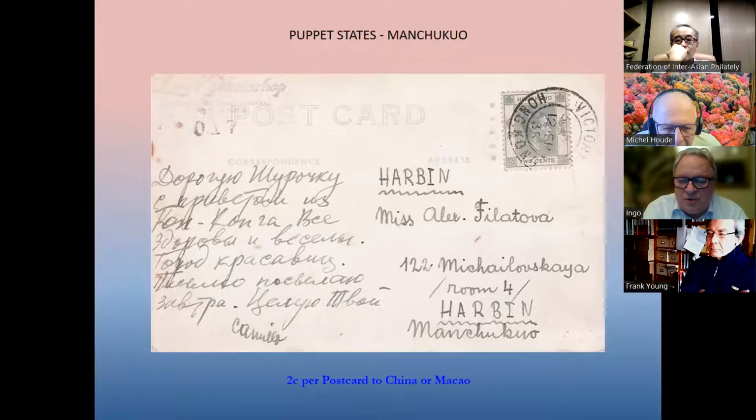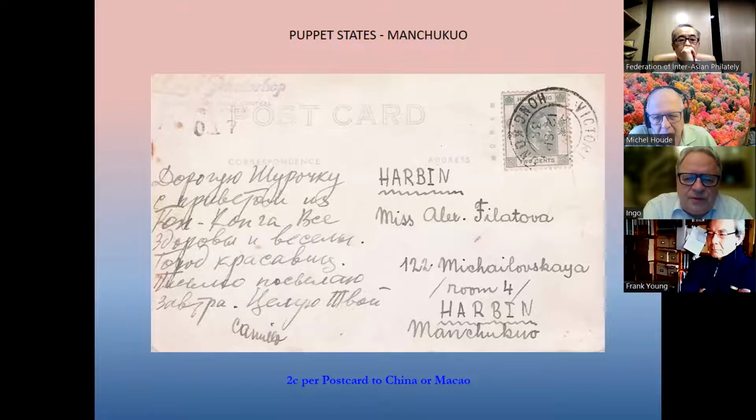This is a postcard with the 2-cent rate, which is a published rate for postcards to China at the time. And it's written in Russian, going to a young lady. I'm not sure if she was young or old, but it says, Miss. And in Harbin, which is, of course, a large northern Chinese city.